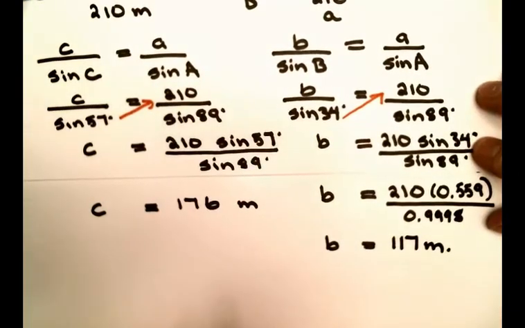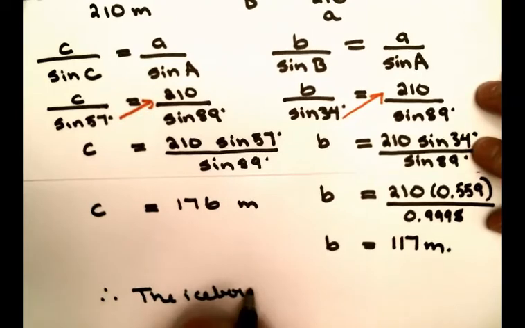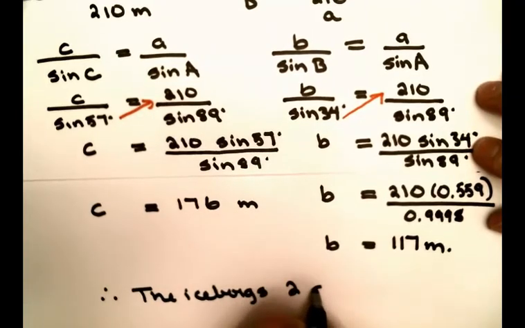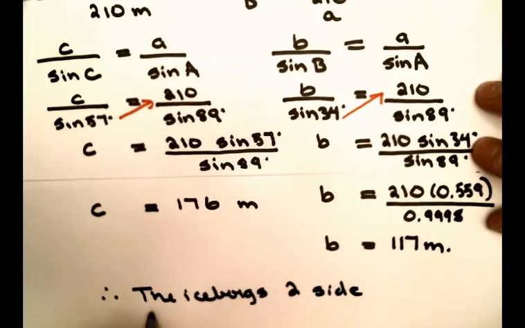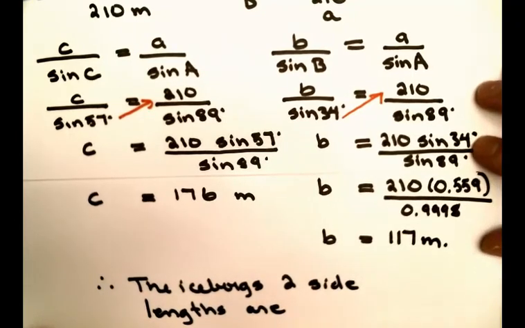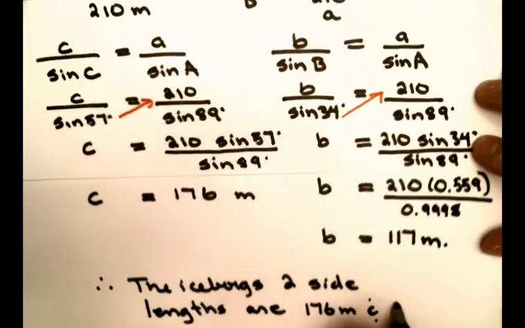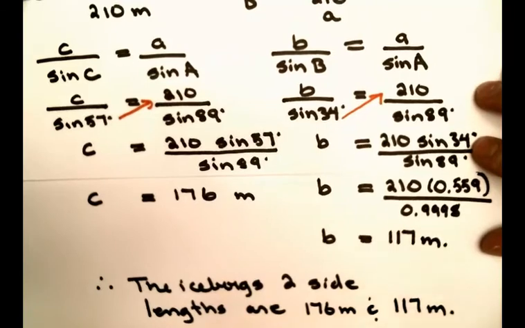So the iceberg's two sloping side lengths are 176 meters and 117 meters. So that's it for this video.